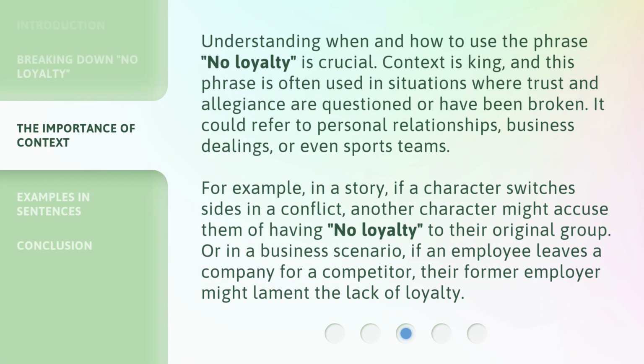Understanding when and how to use the phrase no loyalty is crucial. Context is king, and this phrase is often used in situations where trust and allegiance are questioned or have been broken. It could refer to personal relationships, business dealings, or even sports teams. For example, in a story, if a character switches sides in a conflict, another character might accuse them of having no loyalty to their original group. Or in a business scenario, if an employee leaves a company for a competitor, their former employer might lament the lack of loyalty.